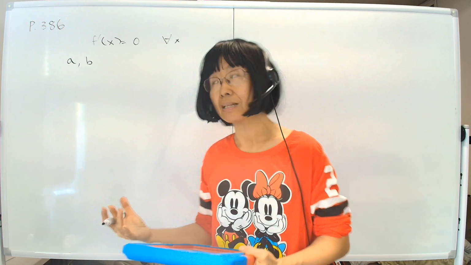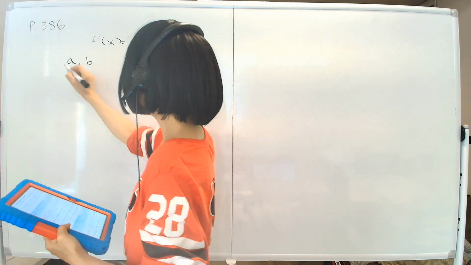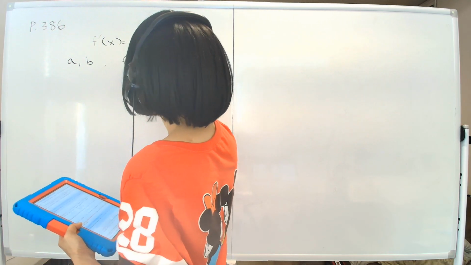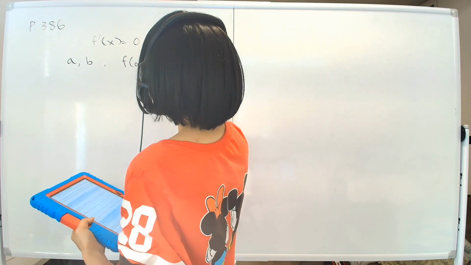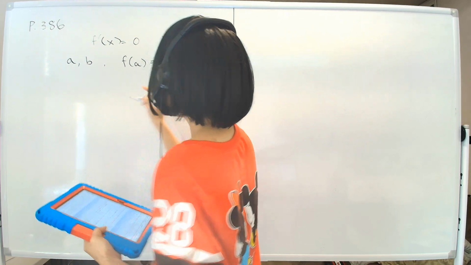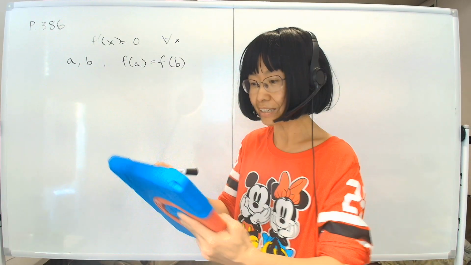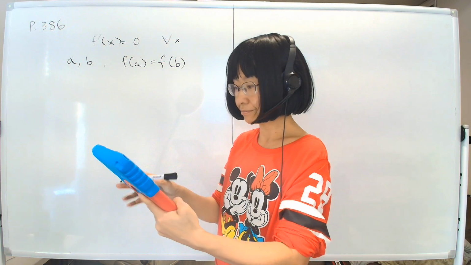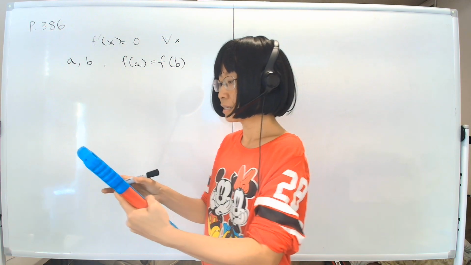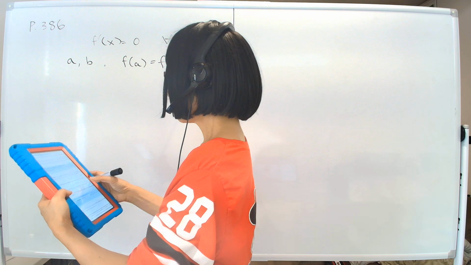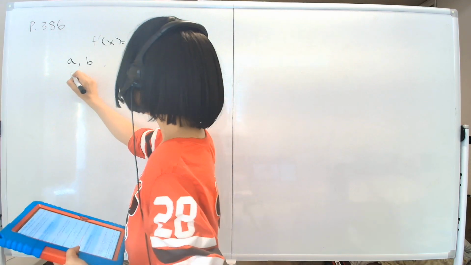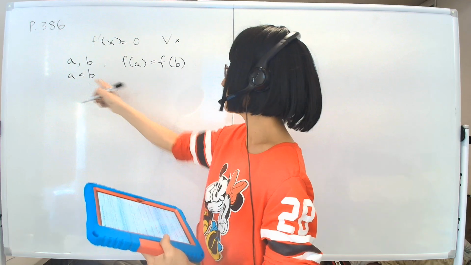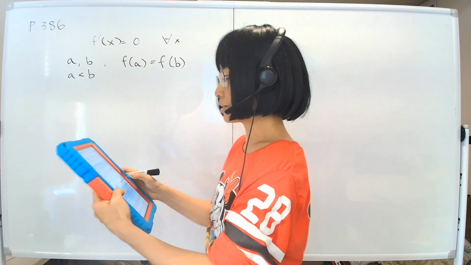If f of x is not constant, then there are at least 2 points where f of a is not equal to f of b, right? Otherwise, it's constant if it's always equal. So there's at least 2 points that they're not equal. Now, given that these 2 points are not equal, let's say a is less than b. Somebody needs to be less than the other, so we'll just call a less than b in our example.